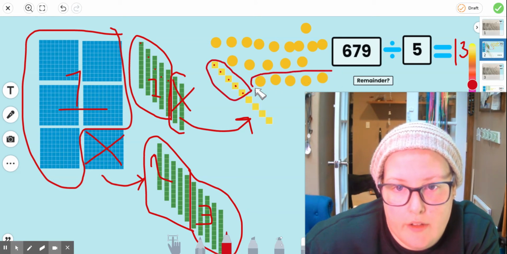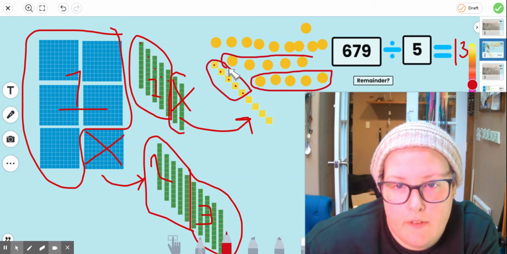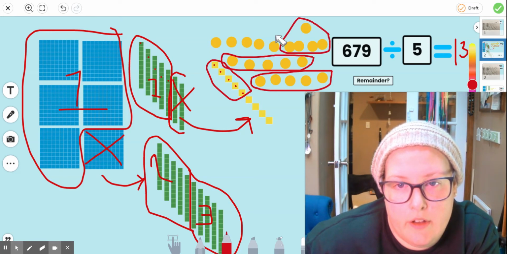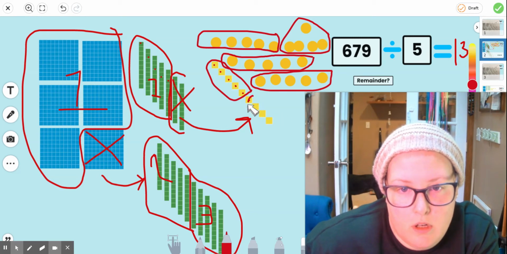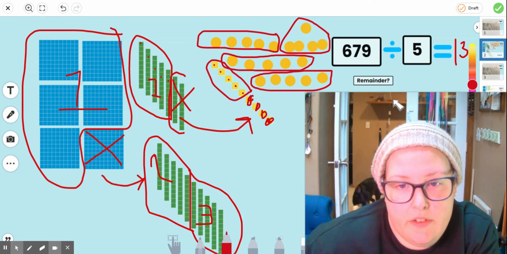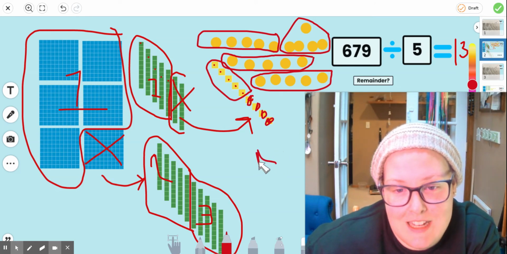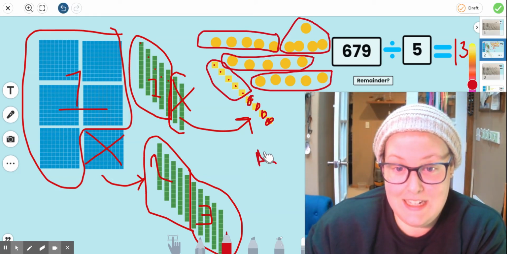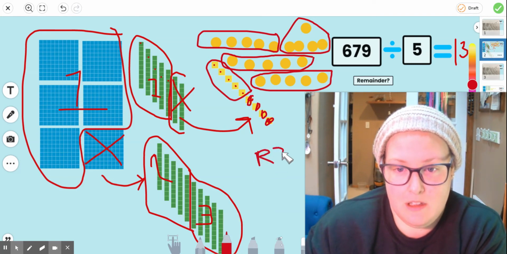1, 2, 3, 4, 5. 1, 2, 3, 4, 5. Very careful. Here's 5 and 5. Okay, and then I've got these guys left over. 1, 2, 3, 4. That means what? I've got a leftover 4 that did not make it into an equal group. So that is my remainder. Those are my little leftover beans.